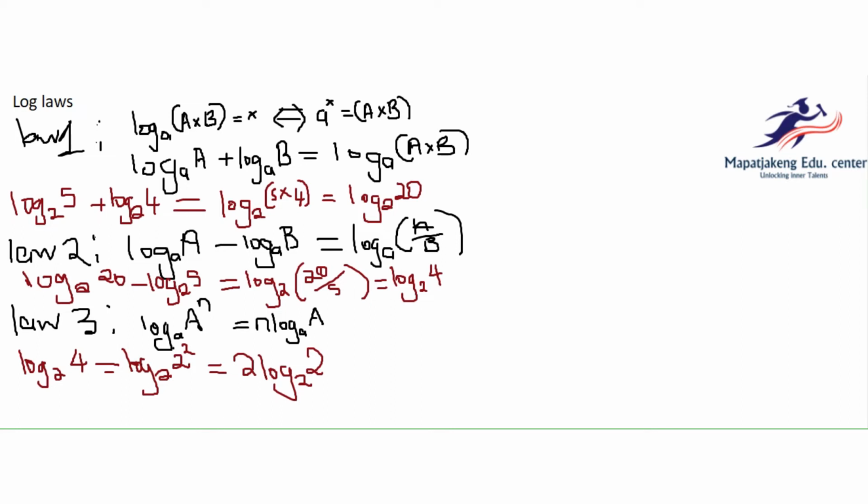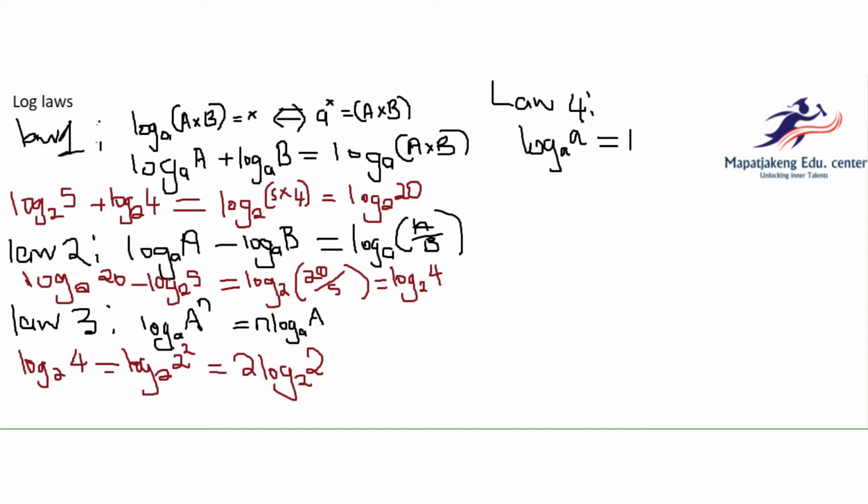Then the fourth law says, now that let's say we have log a and then as well here you have a, they're the same, a, always this will be equal to 1. That's what the fourth law says. Always it is going to be equal to 1.